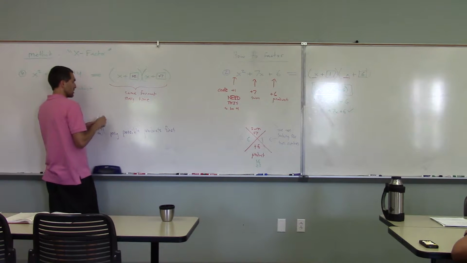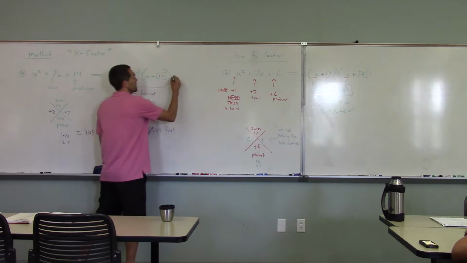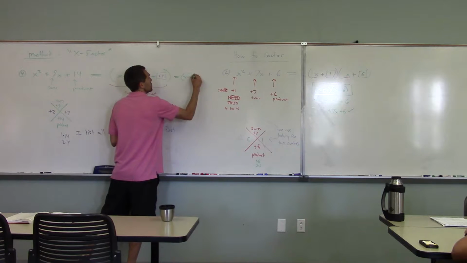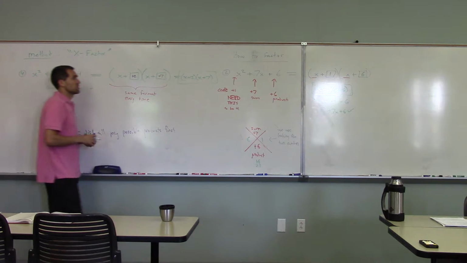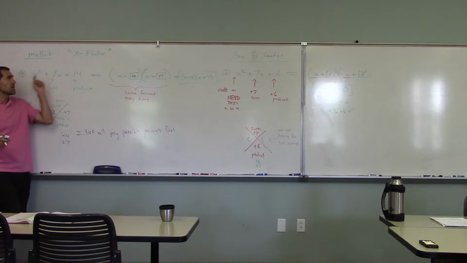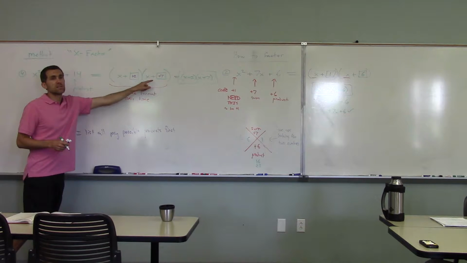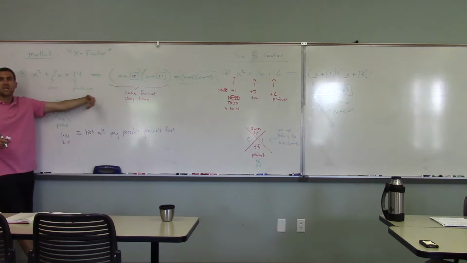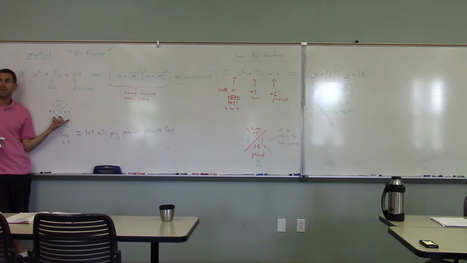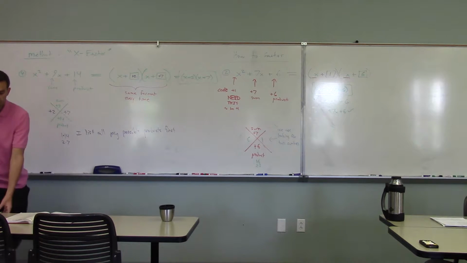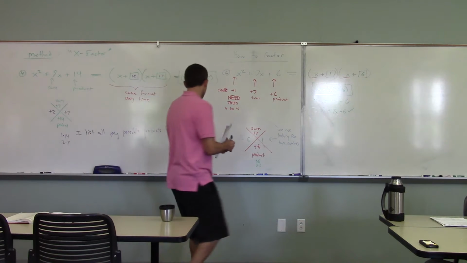So my answer is x plus 2 times x plus 7. And again, you could multiply these out to check. Okay, but right away, because that first coefficient is 1, I know it's x plus something and x plus something. It might be negative, but it's x plus a number times x plus a number. We know that format for sure. Then all we need to do is use this little puzzle to figure out what the two numbers are. Okay? And again, this will come up over and over.